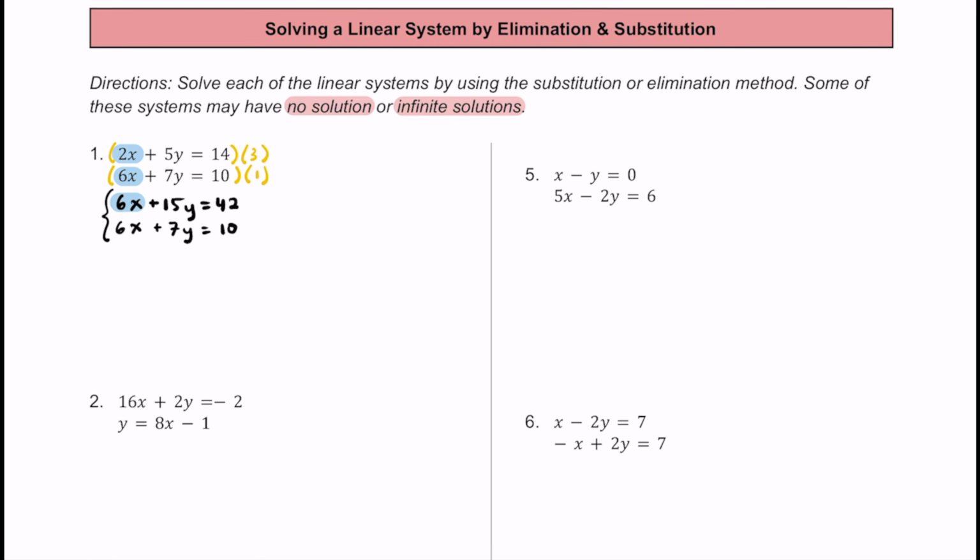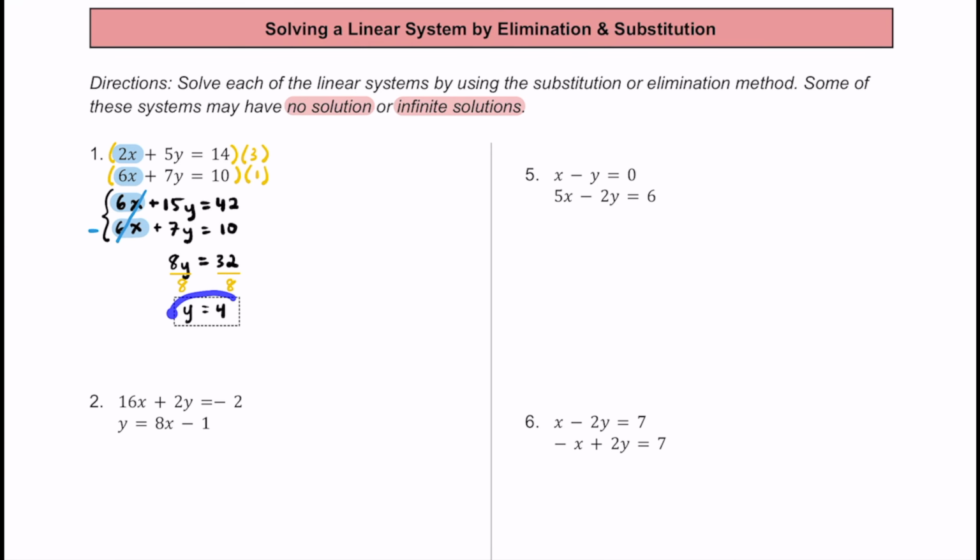Alright, cool. So now we have these 6 x's that match, and if we want to eliminate these terms, we're going to subtract them, right? If we subtract 6x minus 6x, they're going to get eliminated. Then if we take this 15y and subtract 7y, that's going to equal 8y. And then finally, on the right side, if we take this 42 and take away this 10, we're going to get 32. Then if we divide both sides by 8 for one final step to solve for y, we're going to see that y is going to equal 4.